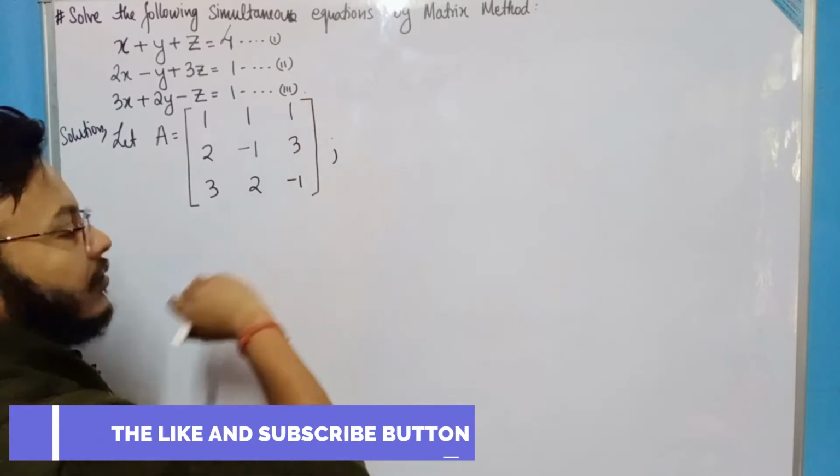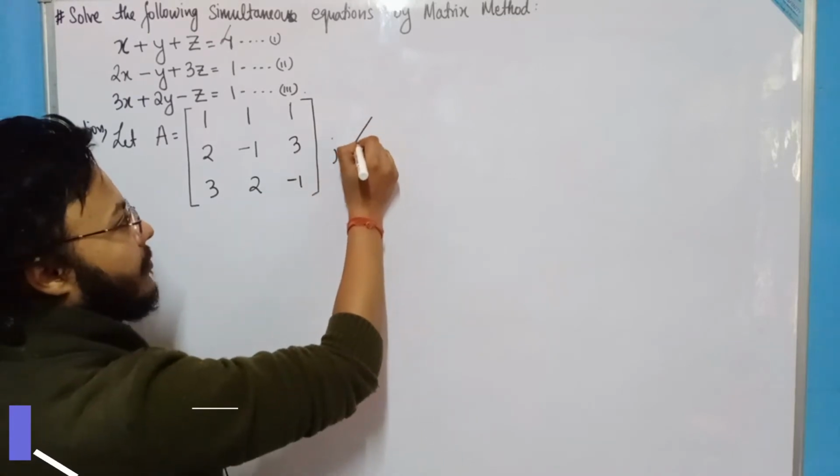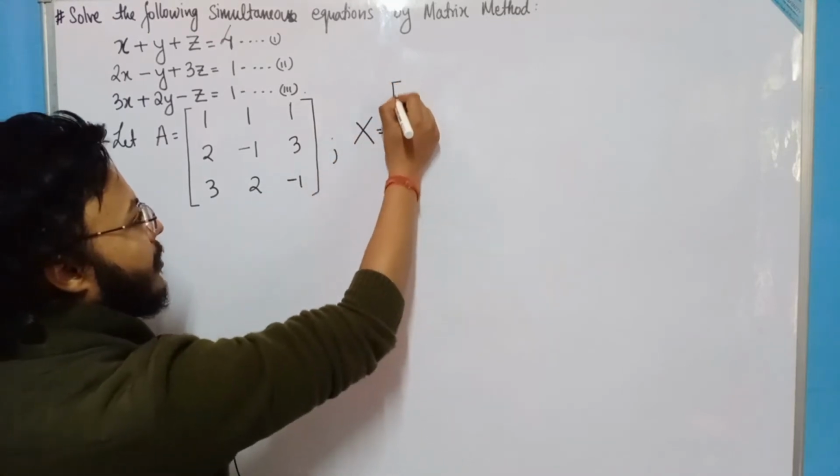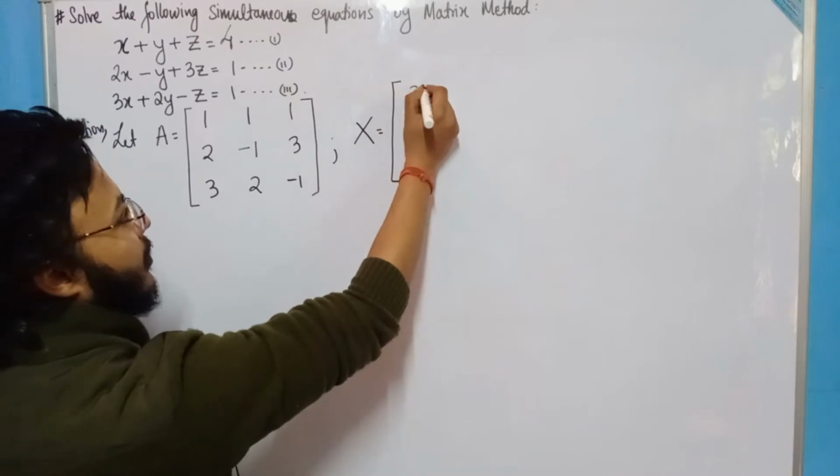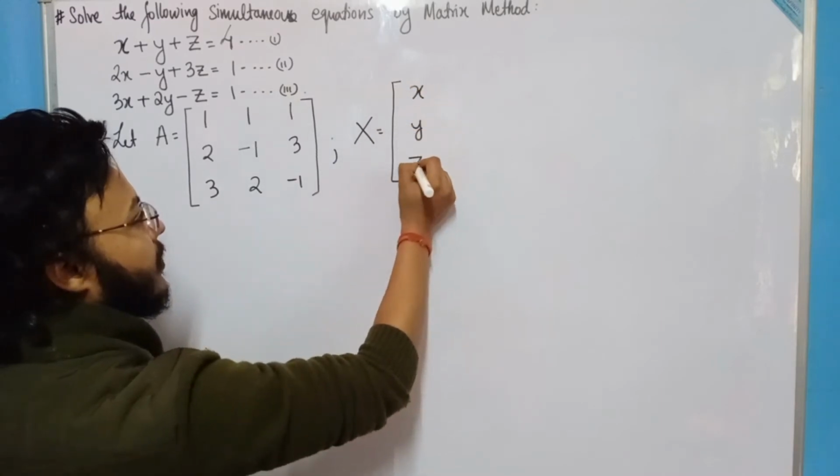Then what do you have to do? As you know, we have to take the capital X. So what will be my capital X? Capital X will be X, Y and Z.